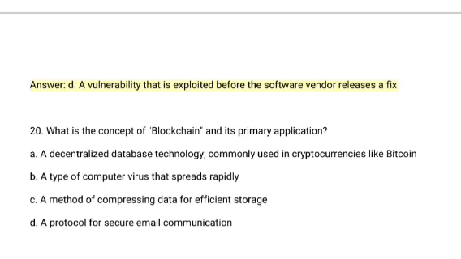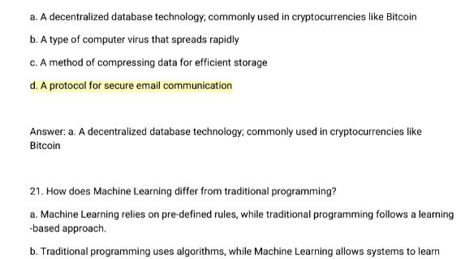20. What is the concept of blockchain and its primary application? A. A decentralized database technology, commonly used in cryptocurrencies like Bitcoin. B. A type of computer virus that spreads rapidly. C. A method of compressing data for efficient storage. D. A protocol for secure email communication. Answer. A. A decentralized database technology, commonly used in cryptocurrencies like Bitcoin.